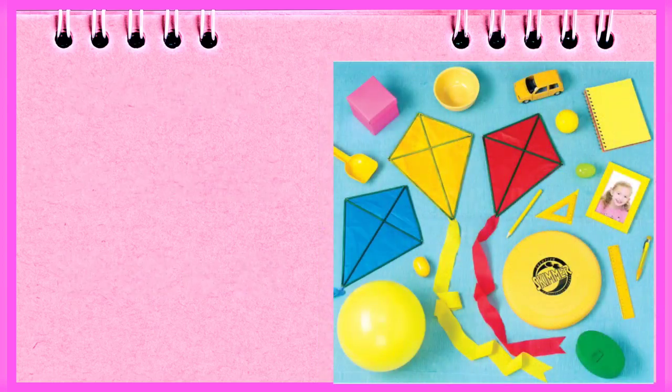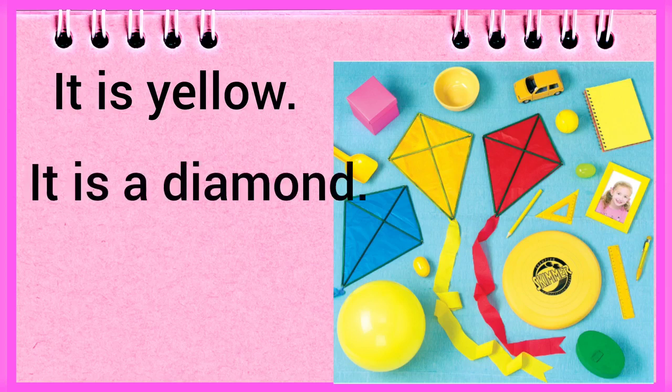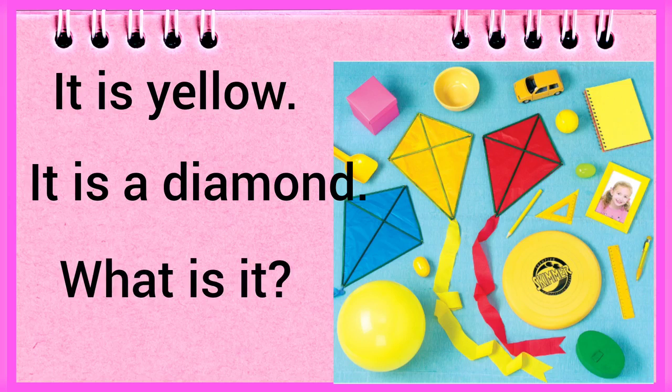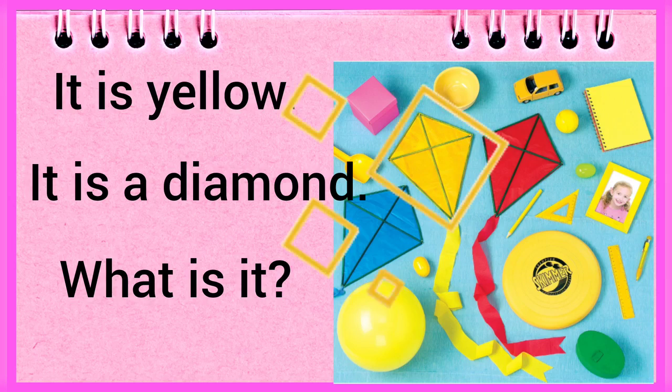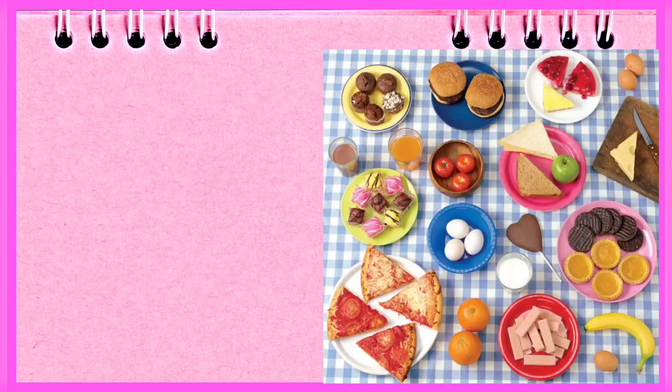خب بریم عکس بعدی. It is yellow. Yellow، زرد. It is a diamond. Diamond، شکلش لوزیه. یک لوزی زرد رنگ. Yellow diamond. What is it؟ Very good. It's a kite. It's a yellow diamond kite. Very good.